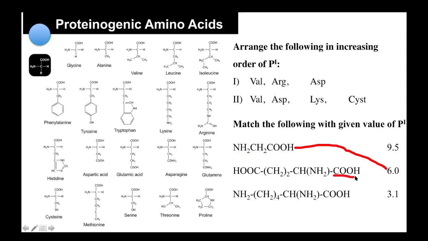Here it is one carboxylic group, and here another carboxylic group, so basically it should be acidic. An acidic one will always have a value near about 3. And since this one has two NH2 groups, it's a basic amino acid and its value should be near about 10. So it should be the answer. So these are the ways to find out the answers to such questions.